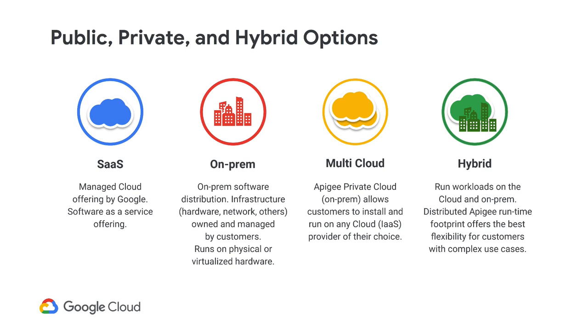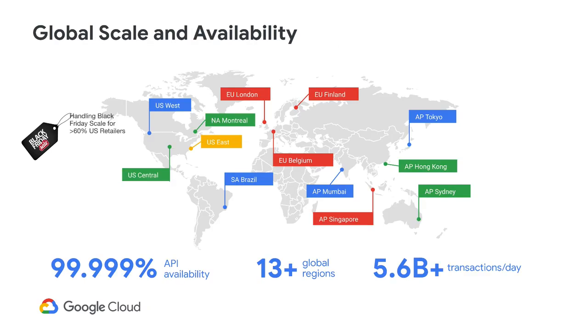There are a few different options in terms of how you deploy Apigee. Apigee is offered as a software as a service managed in Google Cloud. You can run it on premises in a data center. You can run it in the cloud of your choice, or you can run hybrid, where most of it runs in the cloud and some of it's going to run near your computing resources. These are all different options for running Apigee Edge. Apigee Edge offers global scale and availability. It's hosted in 13 data centers around the world, and historically we had 99.999% availability.